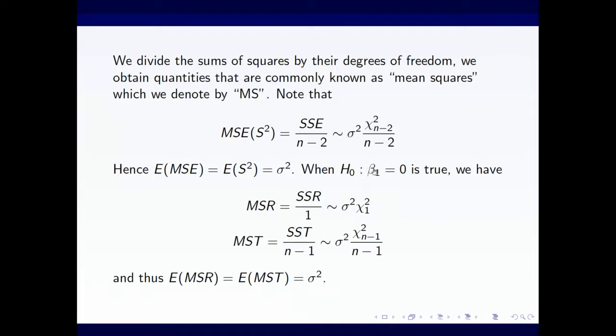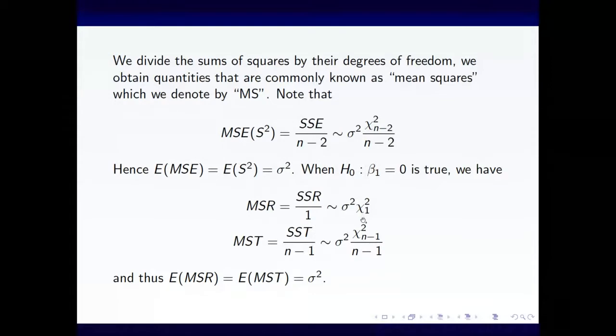And if beta 1 equal to 0 is true, then MSR is equal to SSR because we have one degree of freedom. Basically, MSR is equal to SSR divided by 1, which is sigma squared times a chi-square distribution with 1 degree of freedom. And MST is the SST divided by n minus 1, which follows sigma squared times a chi-square distribution with n minus 1 degrees of freedom, divided by n minus 1.